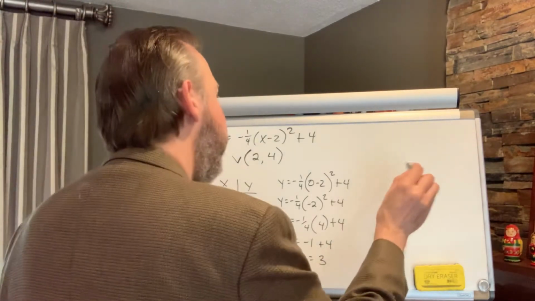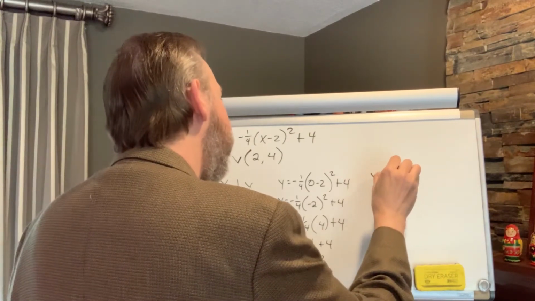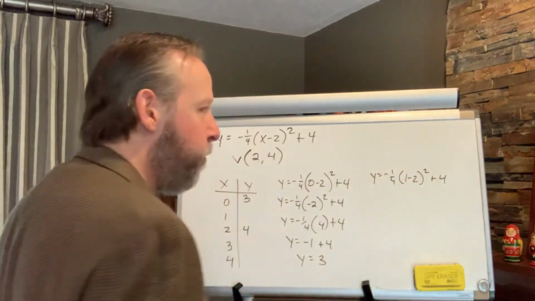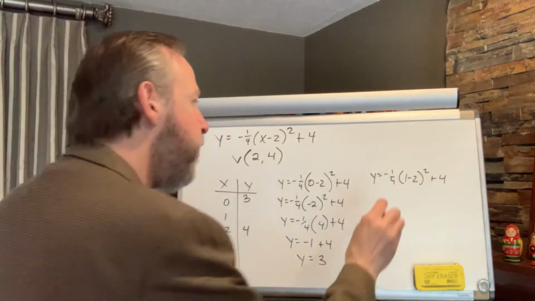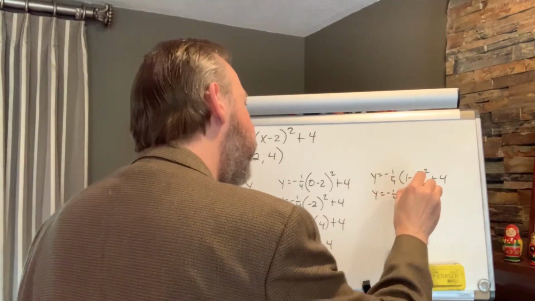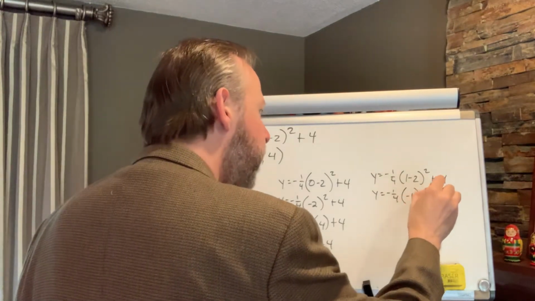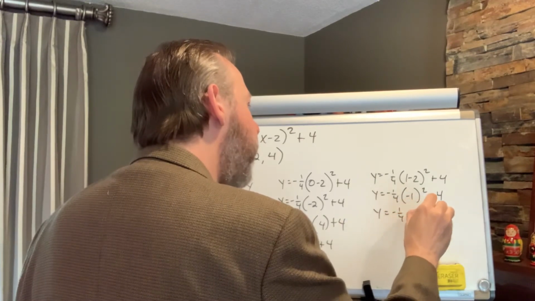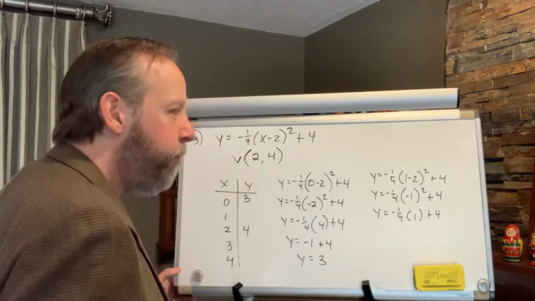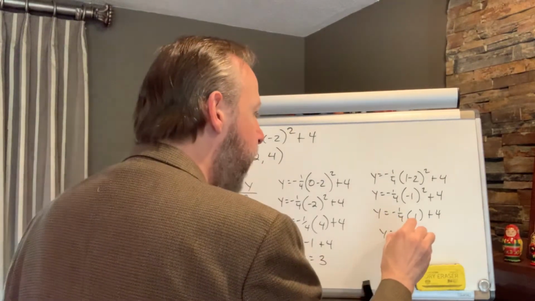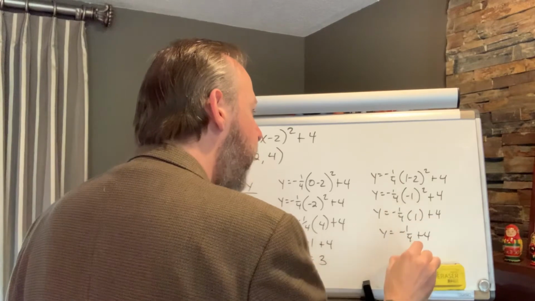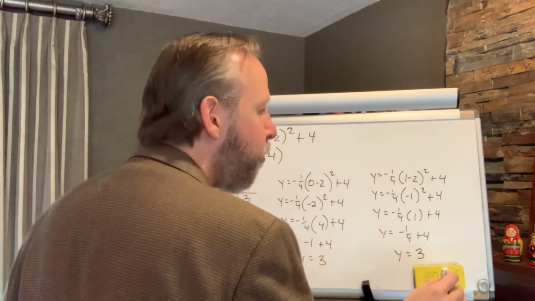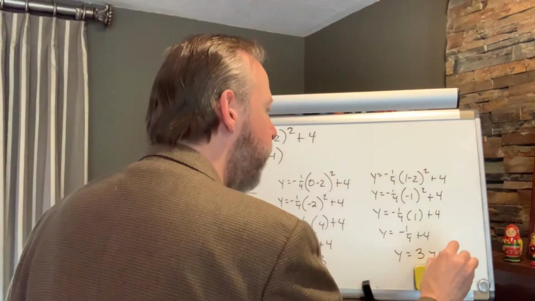I'll show you the 1, and then we'll presume we have symmetry. So if I plug in the 1, I'm going to do the same thing I just did, but with the number 1 instead of 0 for x. Parentheses first, so we have negative 1/4, 1 minus 2 is negative 1, squared, plus 4. Square the negative 1 and you get positive 1 plus 4. Negative 1/4 times 1 is negative 1/4. And if I add 4 to negative 1/4, I get 3 3/4, or 3.75 if you prefer.